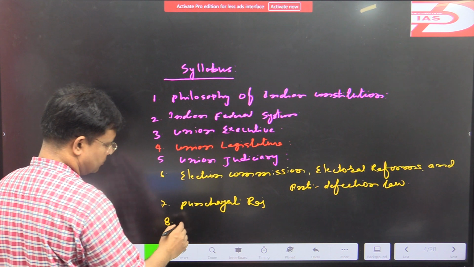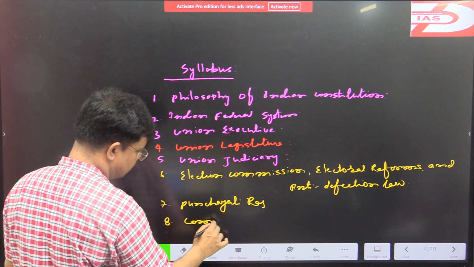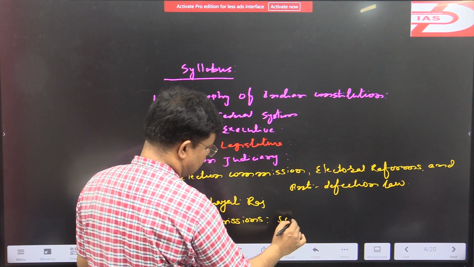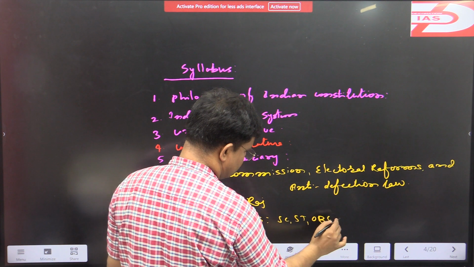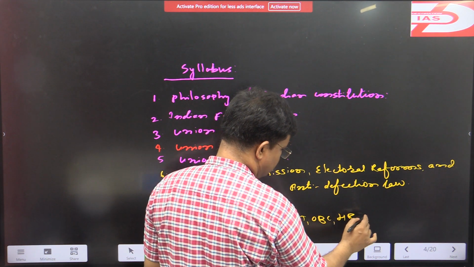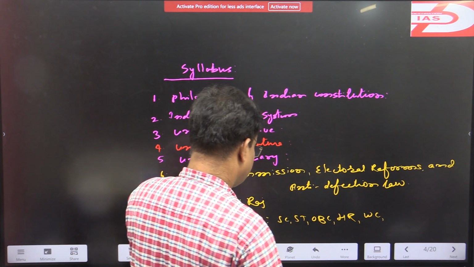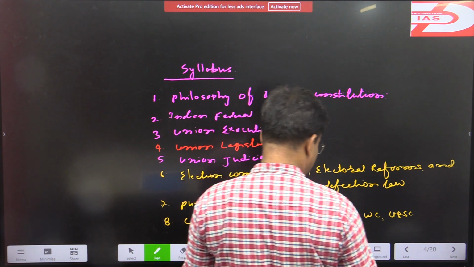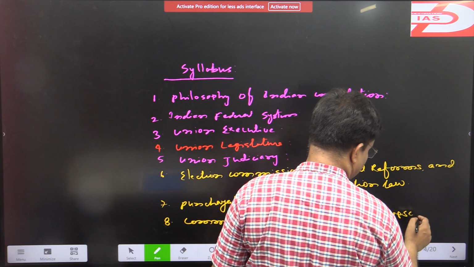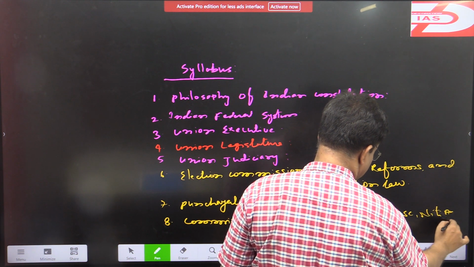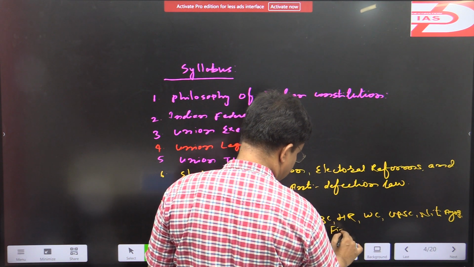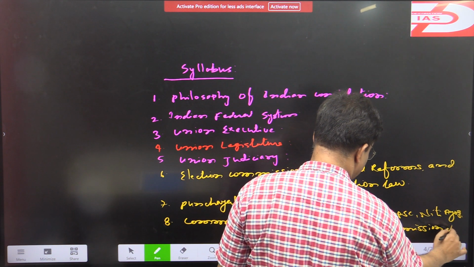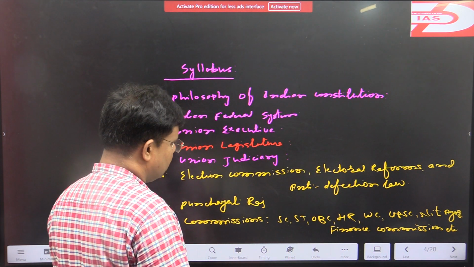Next facet, commissions, which include SC, ST, OBC Commission, Human Rights Commission, Women Commission, Union Public Service Commission, Niti Aayog, Finance Commission, etc. Then other facets where you will give emphasis under this section.